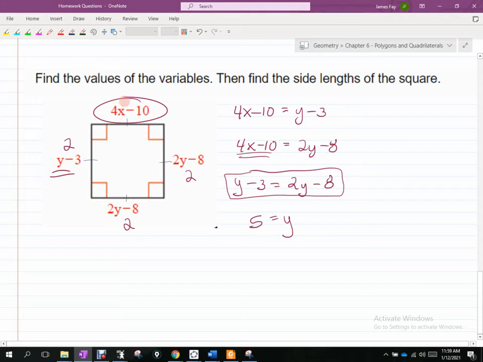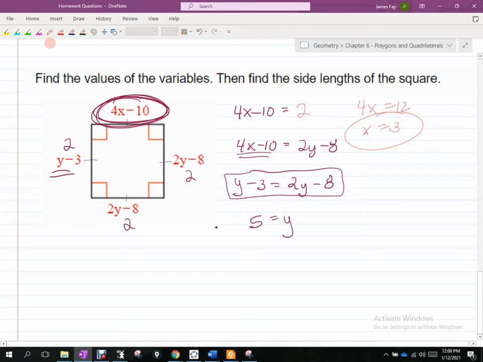But now they also want me to find x. If I'm trying to find x, and I know y is 5, can I come back up into this equation here and plug in 5, which would make that right-hand side 2, right? Which should make sense. This 4x minus 10 to be a square does have to be the same as the other side lengths. And if I add 10 to both sides, I get 4x is equal to 12. And then x will be 3.